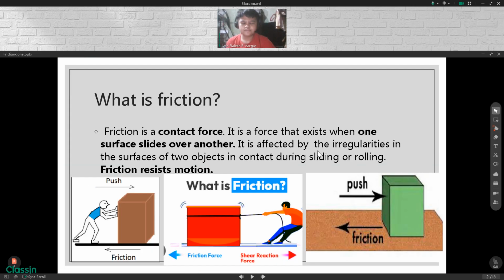So, what is friction? Friction is a contact force. It is a force that exists when one surface slides over another. It is affected by the irregularities in the surface of two objects in contact during sliding or rolling. Friction resists motion.